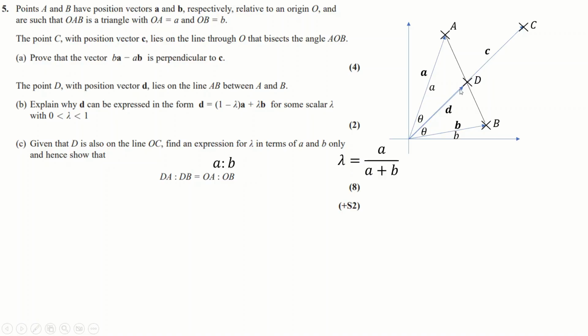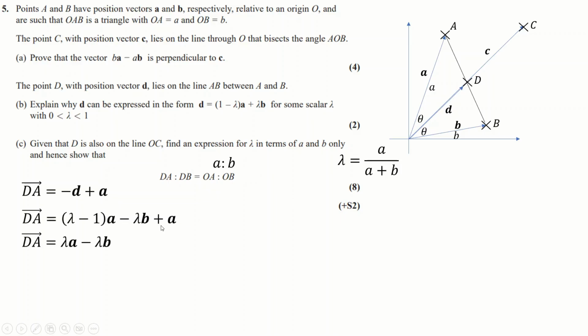Cool. Now dA, the vector D to A, is minus D plus A. We know D is this, with lambda being this, so I can put that in if I want to. I will eventually. Notice that they just cancel, and then you can factorize out the lambda, and you get this.